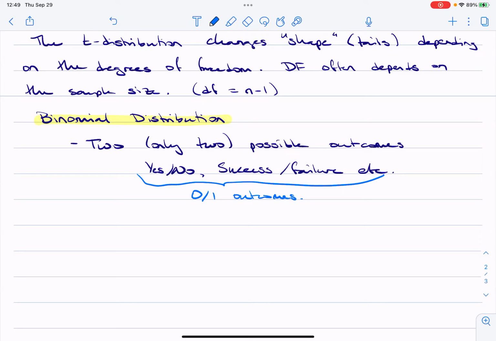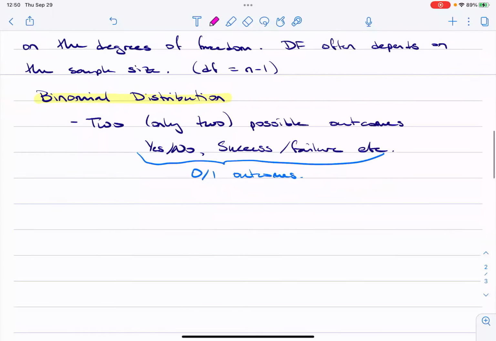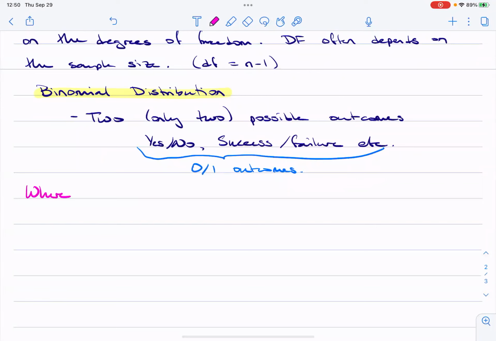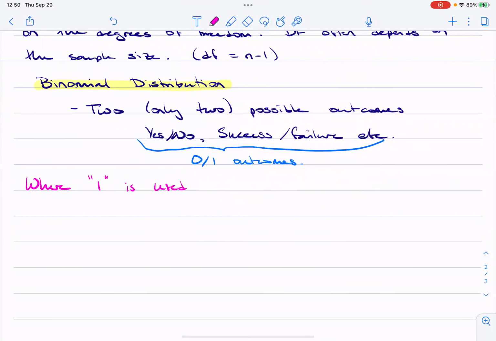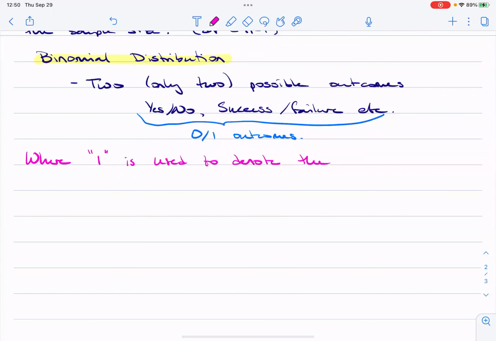The 1 is used to tell you which thing you're interested in, right? The thing we're interested in modeling becomes the 1. And that depends on the question that you want to answer. So it's not always that the yeses are 1s and the nos are 0, right? But in general, a success is the thing that you want to talk about. Where 1 is used to denote the outcome of interest.